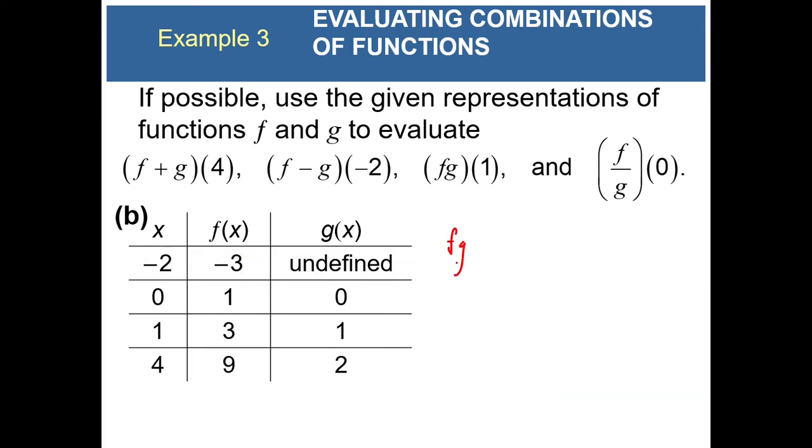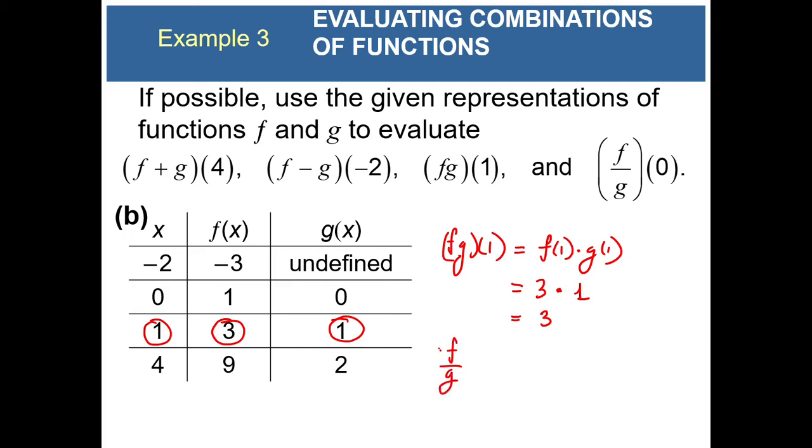Let's try f times g of 1. This is equivalent to f of 1 times g of 1. And we'll plug in a 1 into the function value for f of x. That gives us a 3. And we'll multiply by g of 1. And if we plug in a 1 for g, we also get 1. So f times g of 1 is just 3.